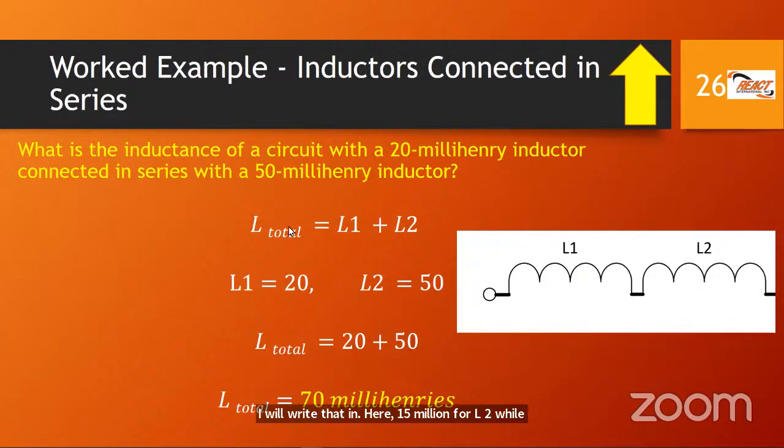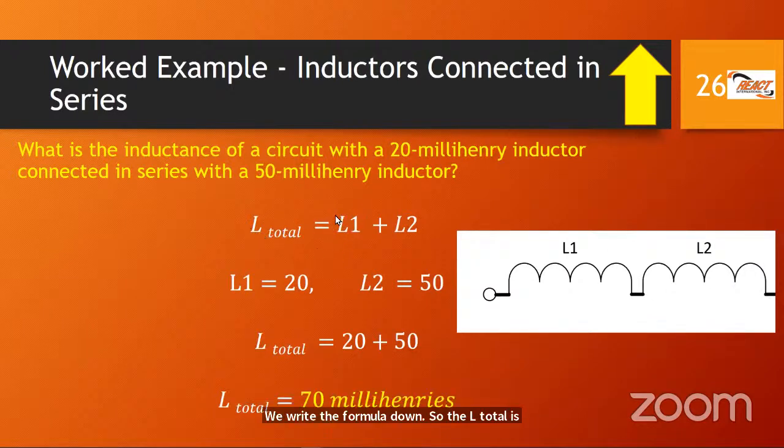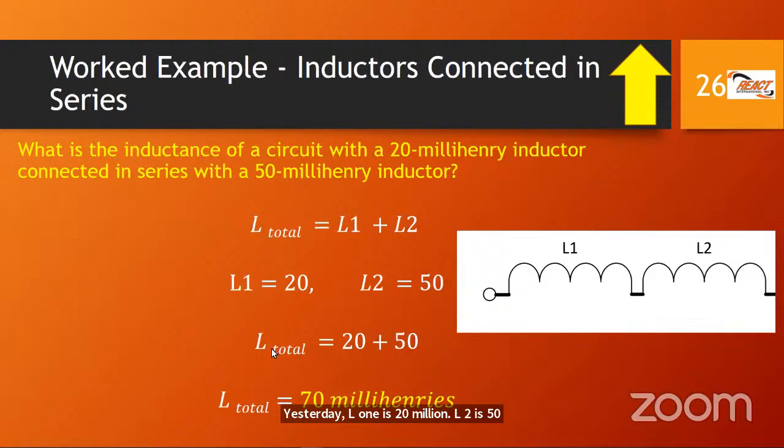So we write the formula down. So the L total is equal to the value of L1, which is inductor 1, plus the value of L2, which is inductor 2. But did they give us L1 and L2? Yes, they did. L1 is 20 millihenries. L2 is 50 millihenries. And we put that into the formula here. So we get the total is equal to 20 plus 50. And add them together, you get 70 millihenries. And that's how we work out for inductors that are connected in series.